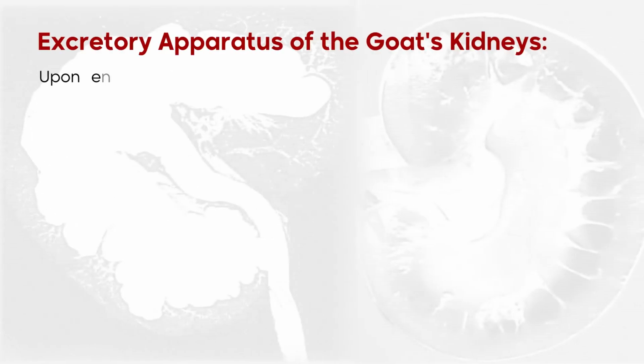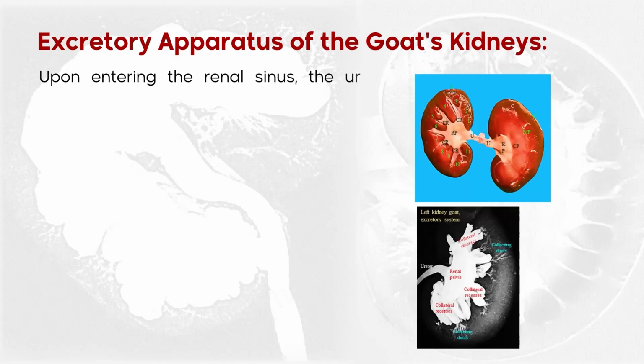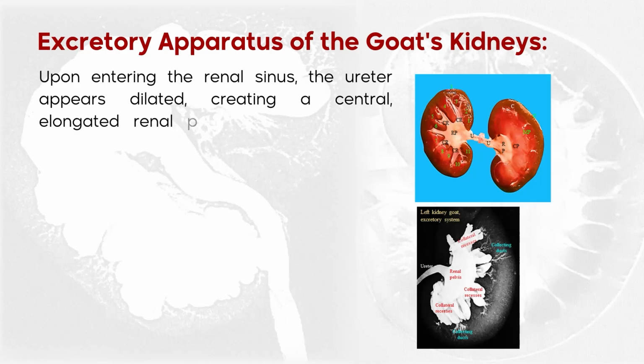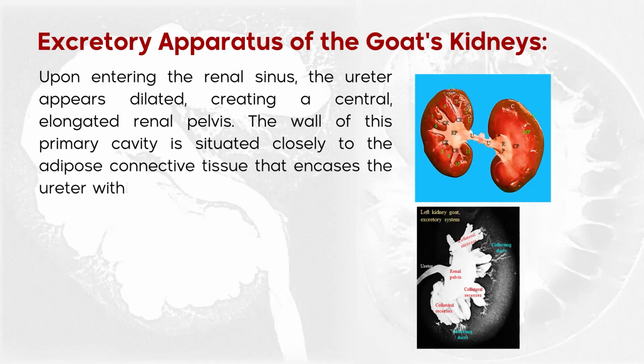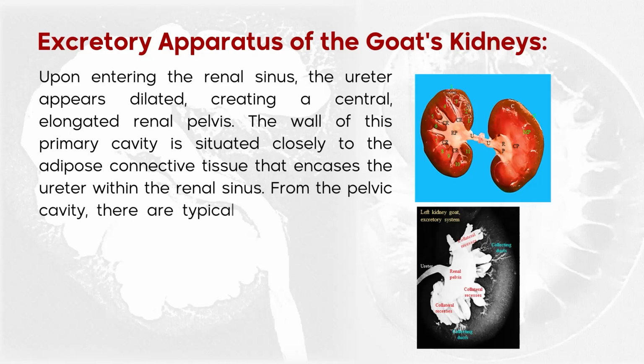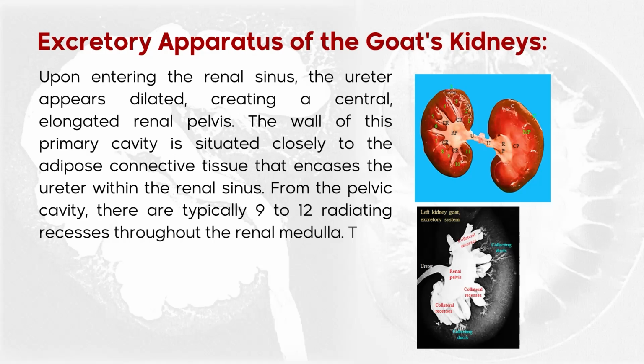Excretory apparatus of the goat's kidneys. Upon entering the renal sinus, the ureter appears dilated, creating a central, elongated renal pelvis. The wall of this primary cavity is situated closely to the adipose connective tissue that encases the ureter within the renal sinus. From the pelvic cavity, there are typically 9 to 12 radiating recesses throughout the renal medulla.